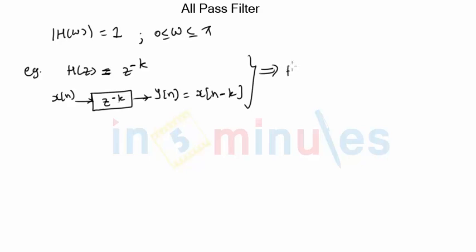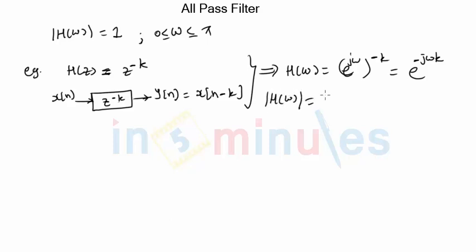That is simply because if I find H of omega by putting z equal to e raised to j omega, this is what I get, e raised to minus j omega k. And if I now find the magnitude of H of omega, mod e raised to minus j omega k, we all know that magnitude of e raised to j theta, where theta can be anything, is always 1. So it becomes an all pass filter. However, we will look at a more general case of an all pass filter.